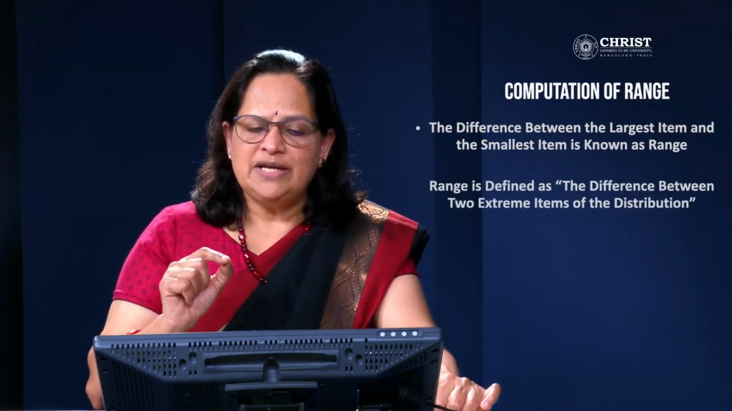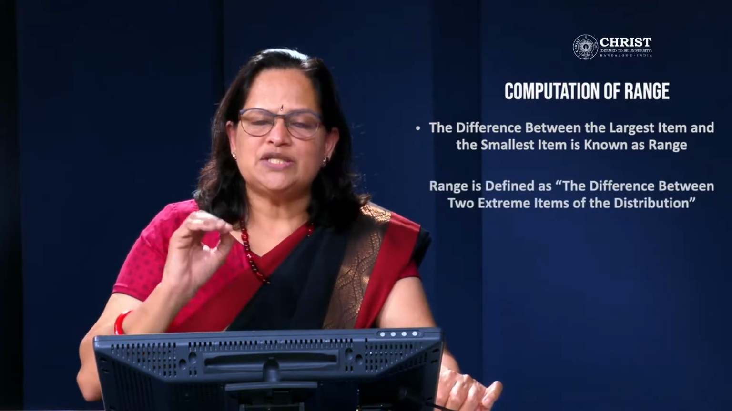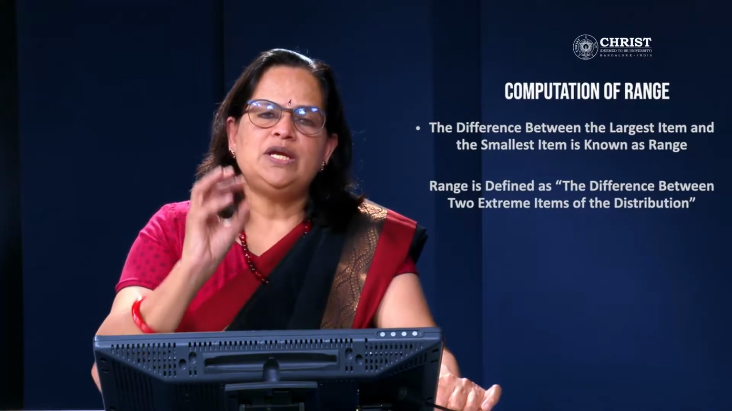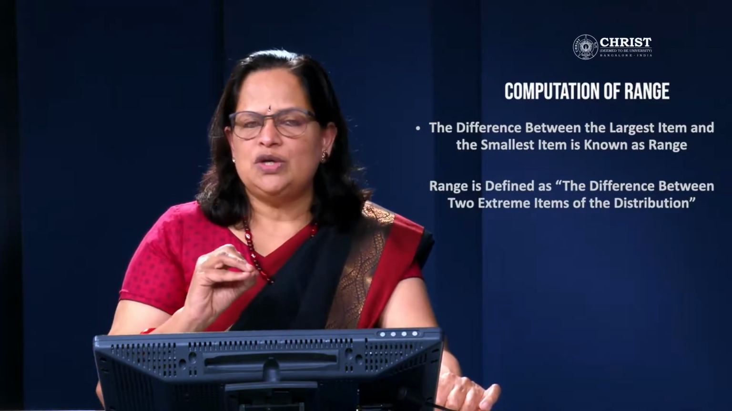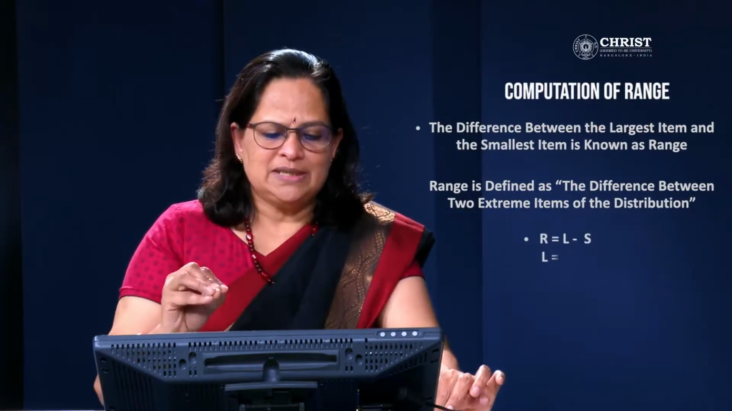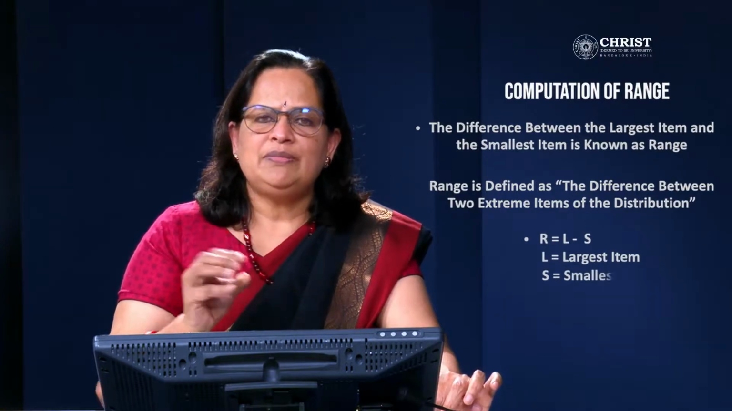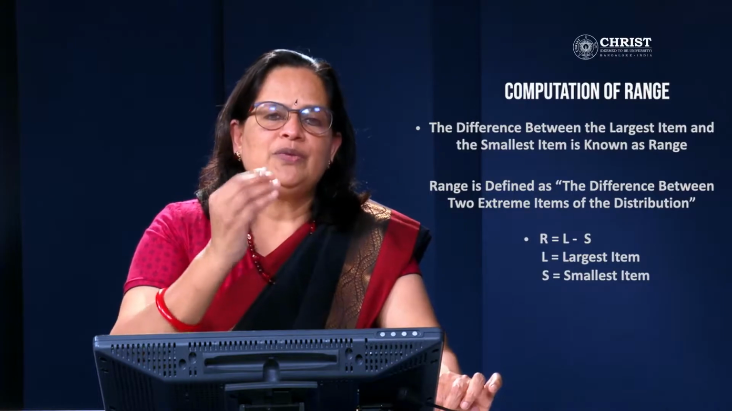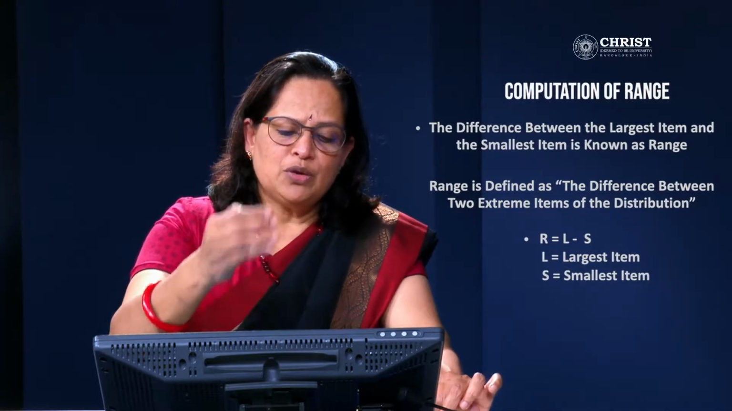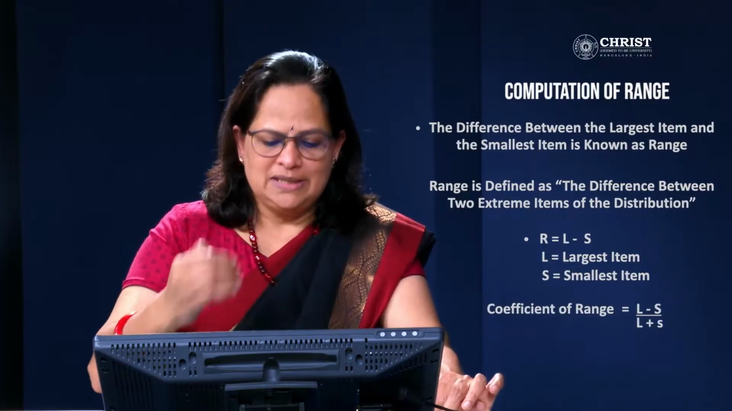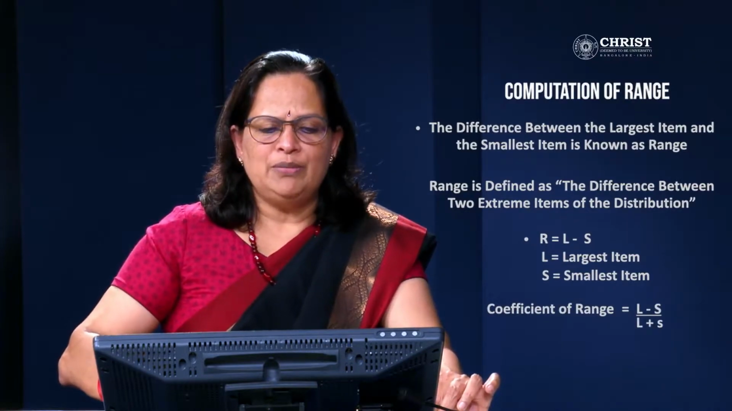Now range is defined as the difference between two extreme items of the distribution. Two extreme items means always the largest item and the smallest item. So range is calculated using the equation L minus S, where L is the largest item and S is the smallest item. Range is an absolute measure. The relative measure we have to remember is the coefficient of range: L minus S divided by L plus S. This is how we are going to do the computation.